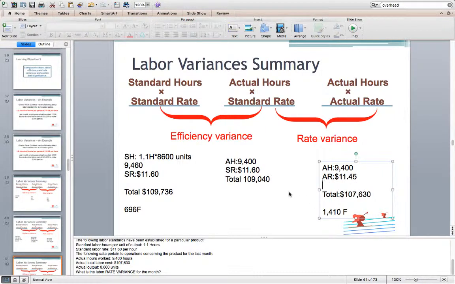So if we look at these totals, for an efficiency variance 109,736 compared to this one, I have 696 favorable over here, 109,040 to 107,630. I have 1,410 favorable because you're supposed to spend $11.60 and you actually spent, maybe you got a discount, $11.45. And so this is asking for a rate variance over here. 1,410 favorable rate variance over there.